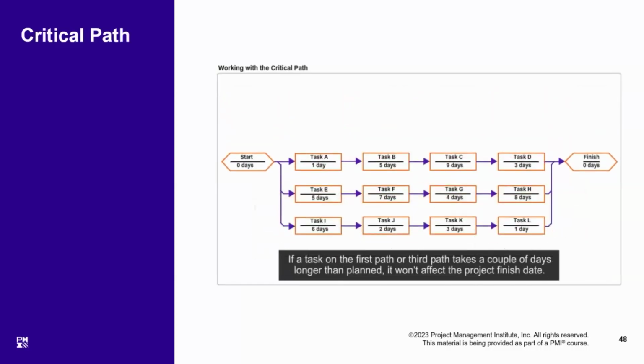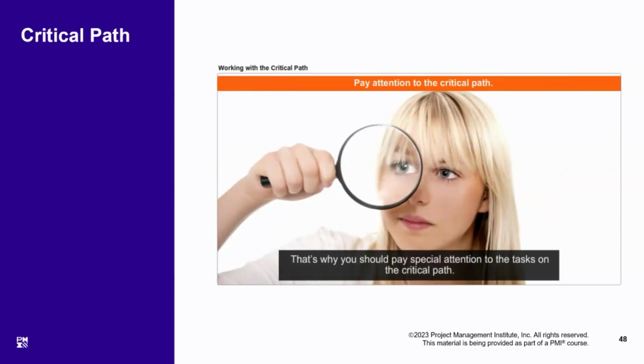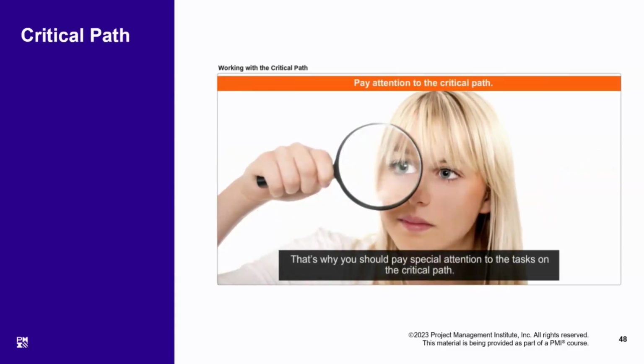If a task on the first path or third path takes a couple of days longer than planned, it won't affect the project finish date. But if a task on the critical path takes longer than planned, the project may not finish on schedule. That's why you should pay special attention to the tasks on the critical path.